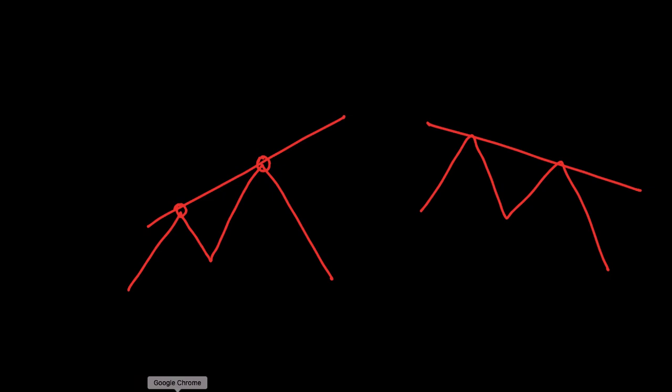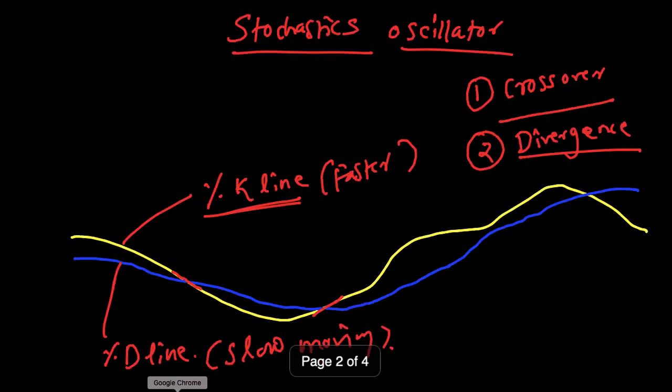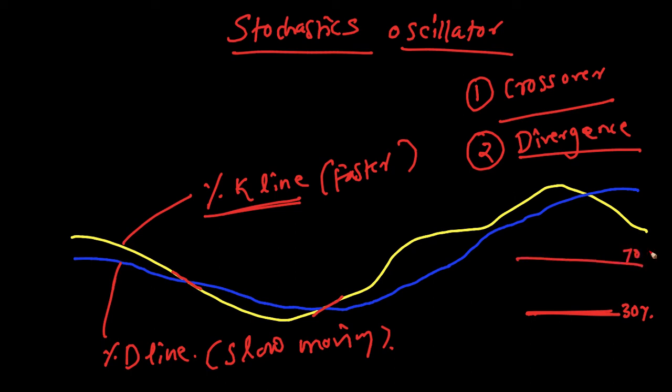Now let us come back to our original point. How do we trade this stochastic oscillator with the candlesticks? Now, every oscillator has oversold and overbought situations, right? Normally, when the oscillator is in the lower 30% area, it is called oversold. Or when it is above 70%, right?